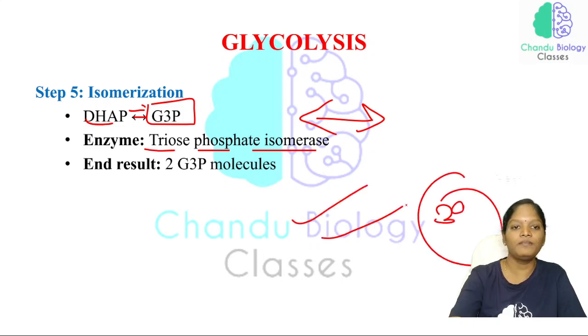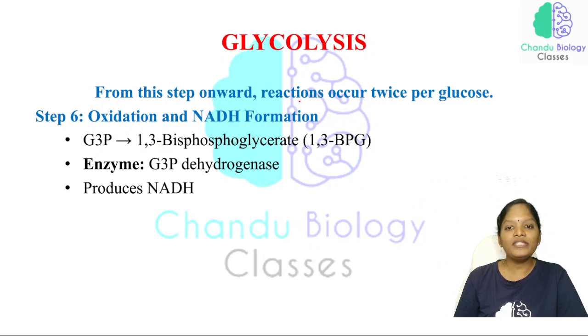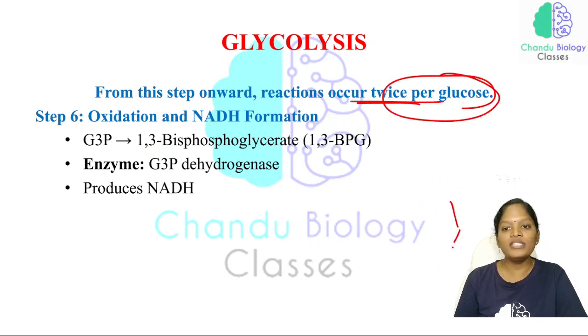because both are 3-carbon containing molecules. Now see, from this step onwards reactions occur twice per glucose. Per glucose, the reaction occurs twice. I'll explain the same thing.